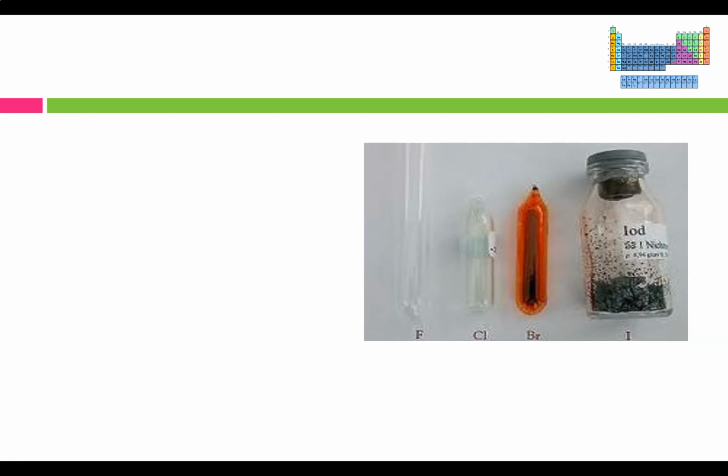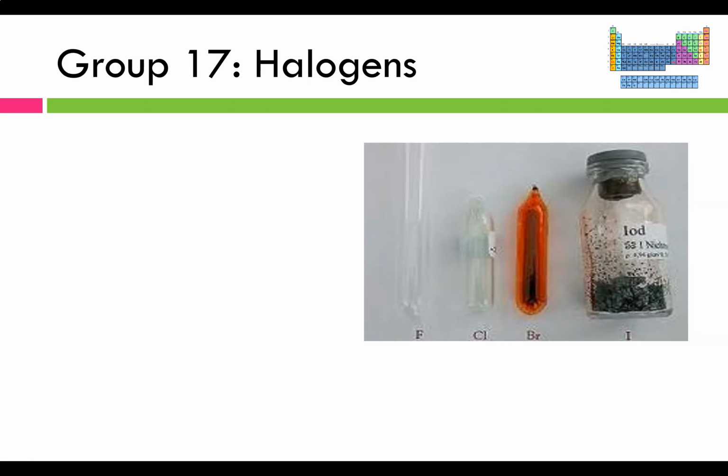So we're going to skip pretty far to the right, group 17: fluorine, chlorine, bromine, and iodine, also known as the halogens. All of the halogens, a fun fact, are diatomic. This looks like an empty tube. It's not. It's F2. It's just a gas.